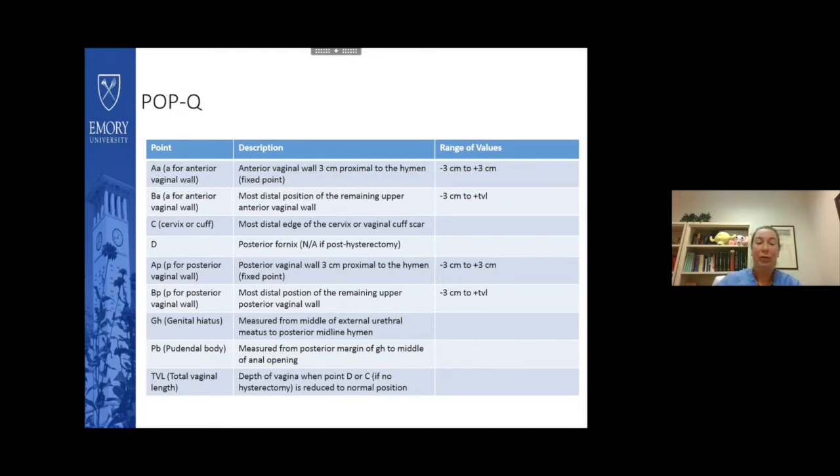And then total vaginal length, that's the only measurement you take without Valsalva. That is the depth of the vagina from point D, the posterior fornix, unless they don't have a uterus, and then it's point C, when reduced to a normal position. So if they have a lot of prolapse, I will push the prolapse back in and try to get a measurement of what their total vaginal length is.